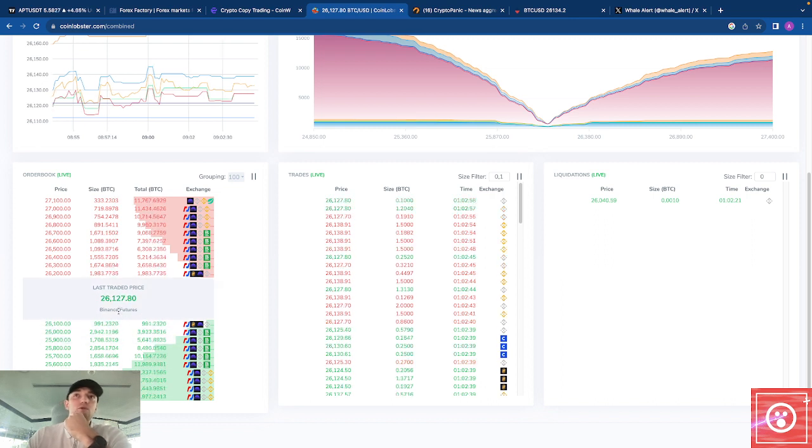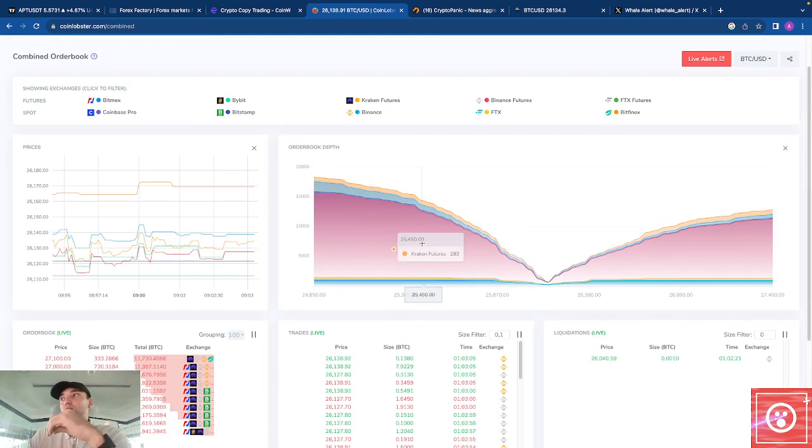There's not a lot of orders. So once we see candles start closing below 26K, then you can start looking at short. So it just gives you a good idea of the order book coming in and out.